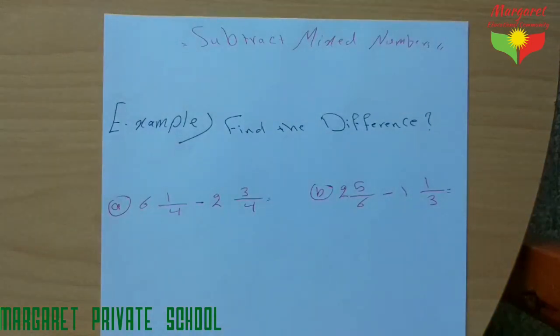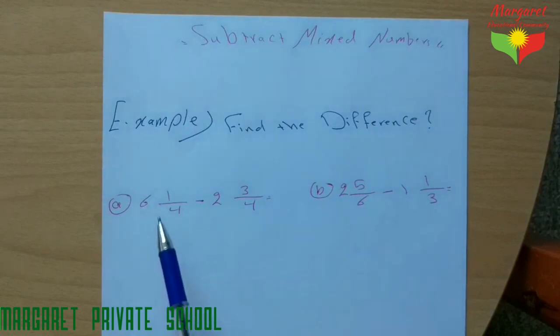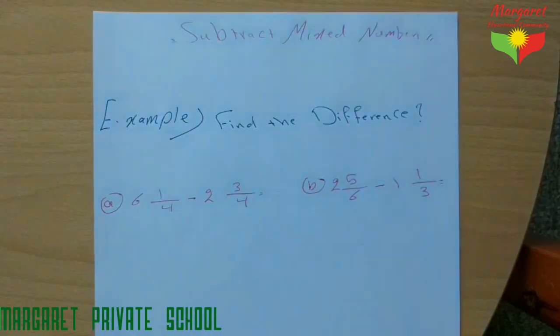The first step, you must just write the fraction. If the fractions have the same denominator, you must subtract the fractions and keep the denominator. Then subtract the whole numbers.